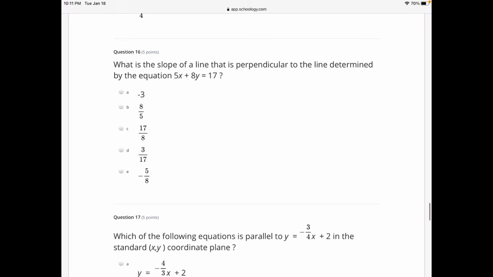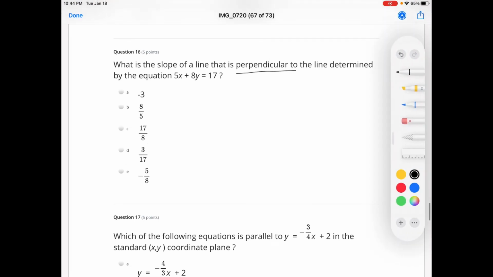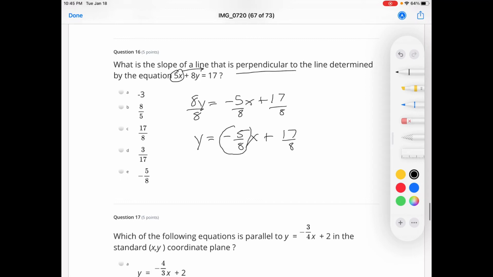All right, 16, what is the slope that is perpendicular to this line? Let's get y by itself. So we get 8y equals negative 5x plus 17 and divide everything by 8. And so I get y equals negative 5 over 8 x plus 17 over 8. This is the number I'm looking at. And what would be perpendicular to negative 5 over 8? It would be positive 8 over 5.